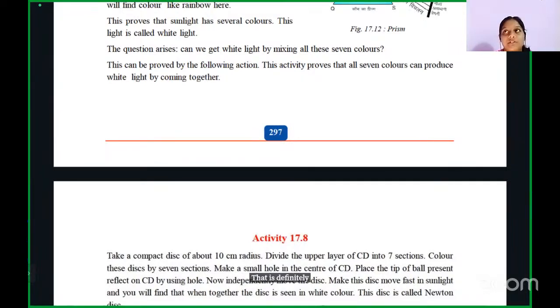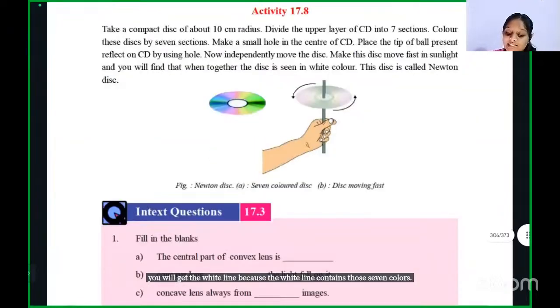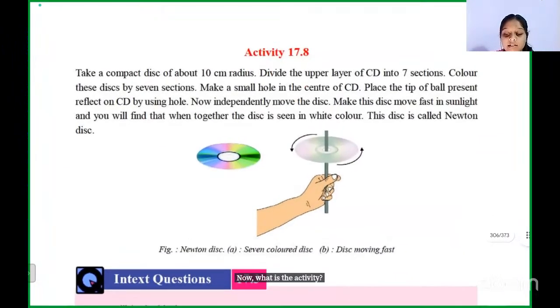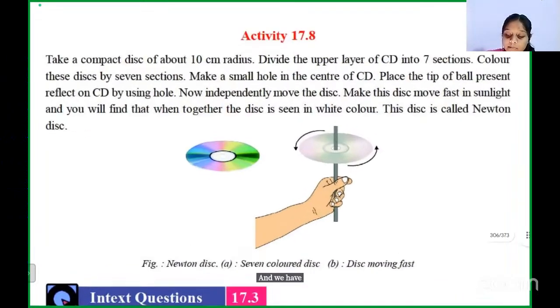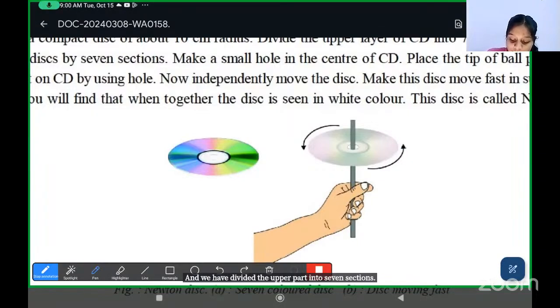When you merge all those seven colors again, you will get white light, because white light contains those seven colors. Now, what is the activity? We will take a disc with a 10 centimeter radius, and we have divided the upper part into seven sections, and colored it with seven colors.